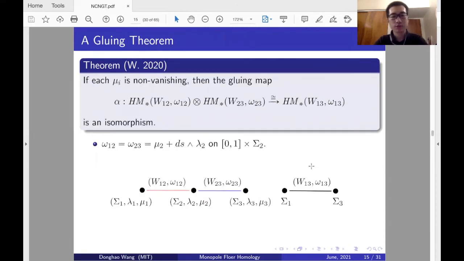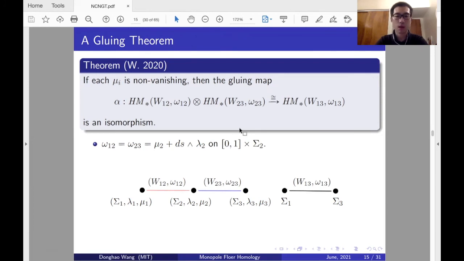The last structural result I want to state is a gluing theorem. In this picture here, each black dot represents a union of two tori, sigma i, decorated by some harmonic 1-forms lambda i and some harmonic 2-forms mu i. And each horizontal segment represents a 3-manifold cobordism between them. Whenever we have 2 such cobordisms, we can take the composition to obtain a cobordism from sigma 1 to sigma 3.